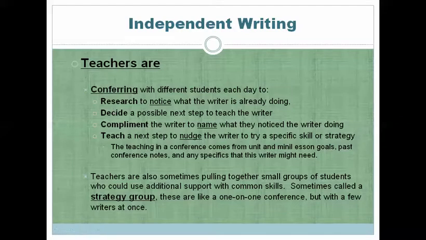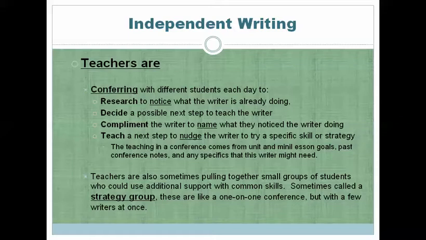We might be jotting a couple notes about things that students are doing well, a couple ideas of what we could teach them, and within that process, we're also coming to a decision about one possible next step to teach the writer. This is hard. This is the art of conferring, and none of us really ever feel like we arrive at this. What could be the one thing that's going to move this writer forward?